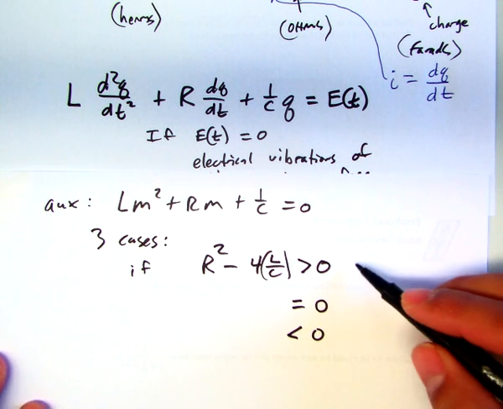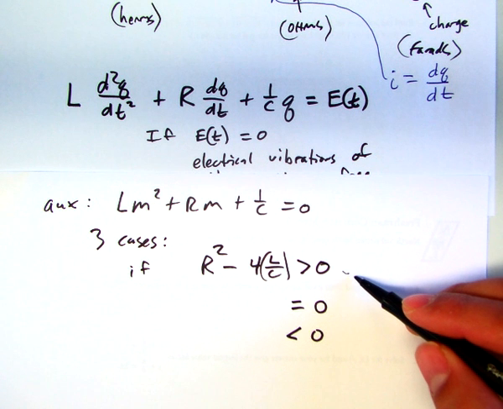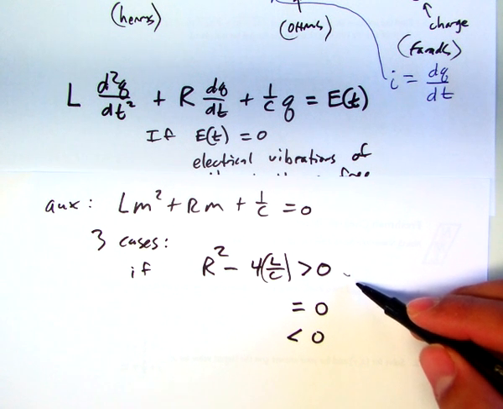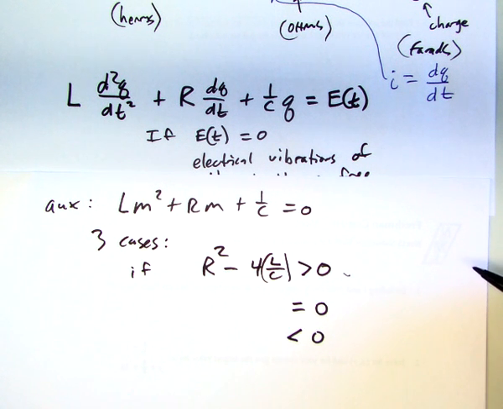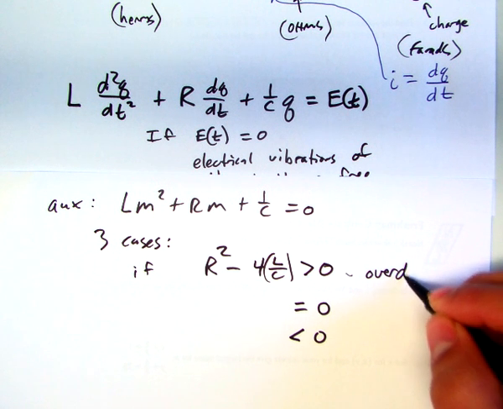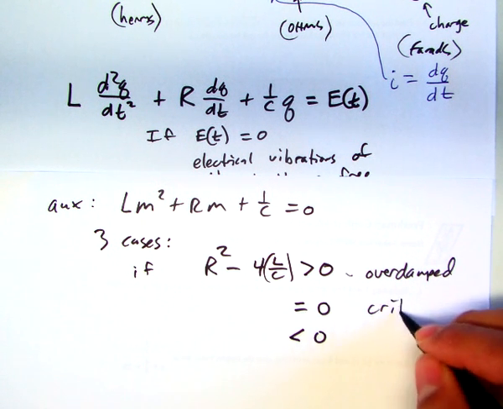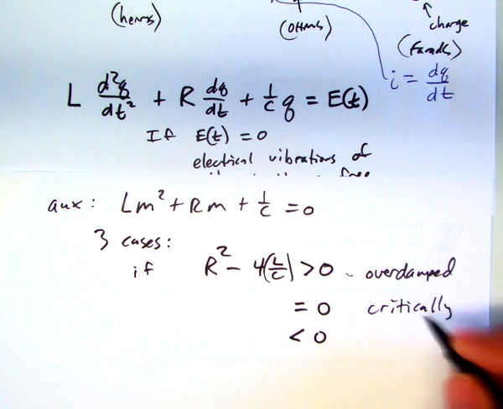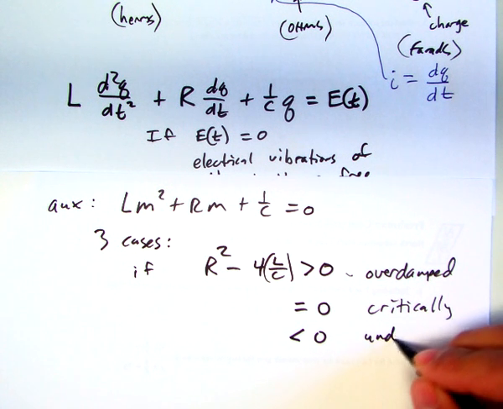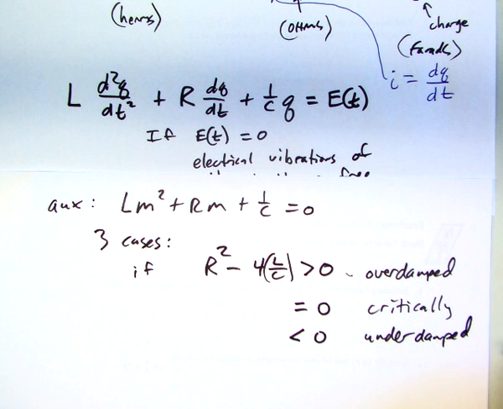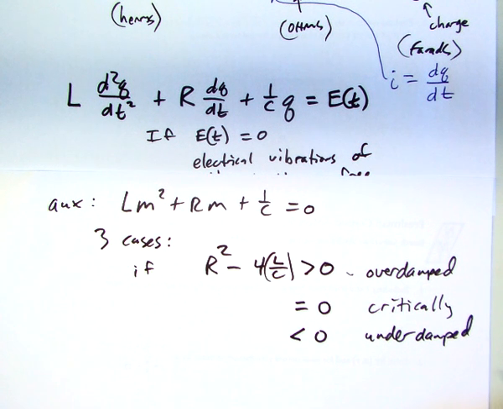What kind of system would this be? Greater than 0, real roots. Overdamped, good. Equal to 0 was critically damped, and less than would be underdamped. Greater, over, equal, critically, less than, under. Easy to remember.